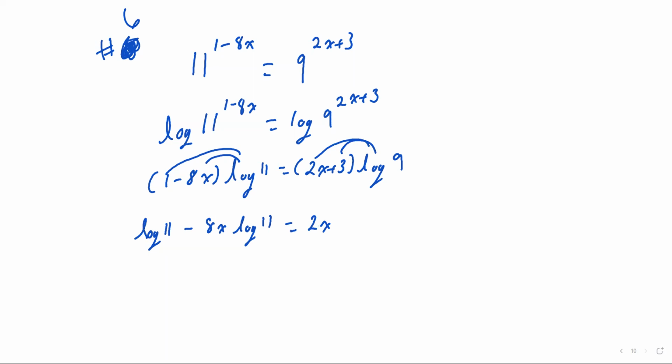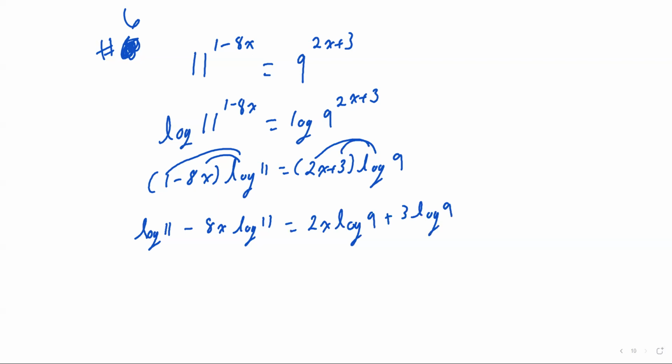So this becomes 2x log of 9 plus 3 log of 9. Now at this point, what I want to do is anything that has an x, I want to bring to one side. Anything that doesn't have an x, I want to take to the other side. I personally would. I hate dealing with negatives. So I'm going to move my x this way and my non-x this way. But you could move this x here and the non-x there. Both ways will get you the same answer.